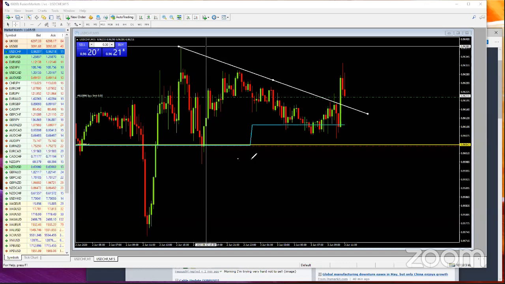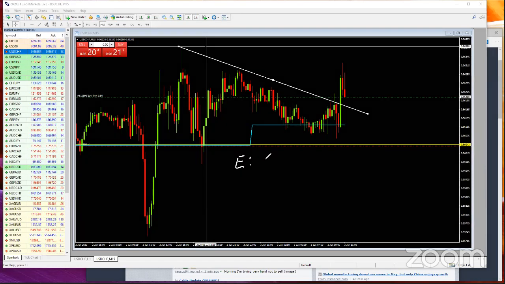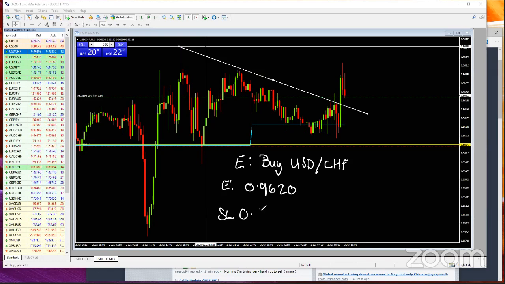So the entry is a buy on dollar Swiss at 0.9620. That's the entry price. And the stop loss, 0.9, sorry, 0.9604. So there we have it there.